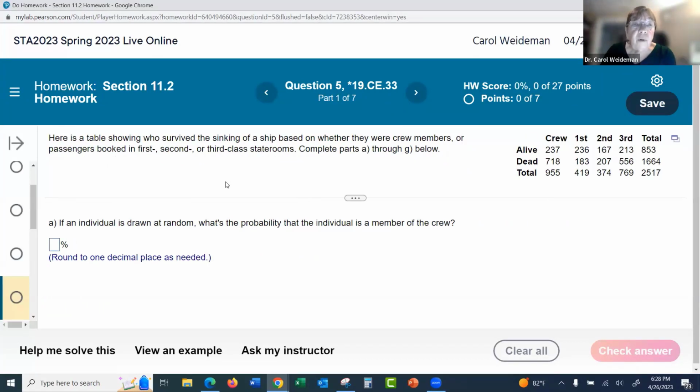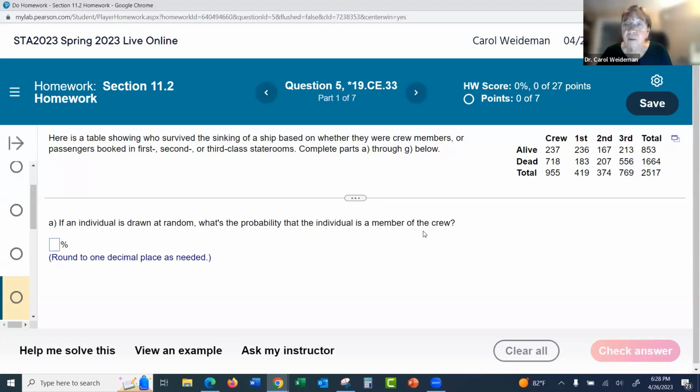So we have a table. It shows who survived the sinking of a ship based on whether they were crew members or passengers booked in first class, second class, or third class. So here's the table. Survivors were the people who were alive. The people who died were called dead. And then there are the 4 classes of people. They ask you a couple probability questions first. So let's go through these together. If an individual is drawn at random, what's the probability they're a member of the crew?